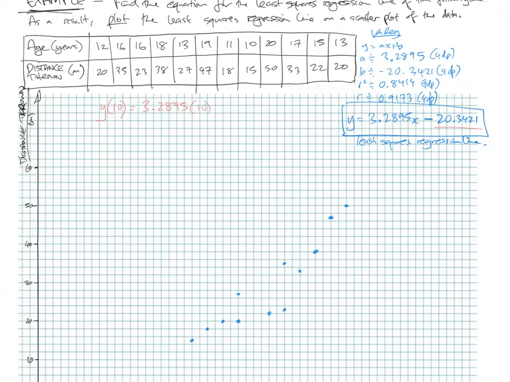3.2895 times by x is equal to 10, take 20.3421. Go back into the calculator, solve this. 3.2895 times by 10 is equal to 32.895, and you're taking 20.3421. That comes to 12.5529. So therefore I have 1 point. 10, 12.5529. That's one of my points.